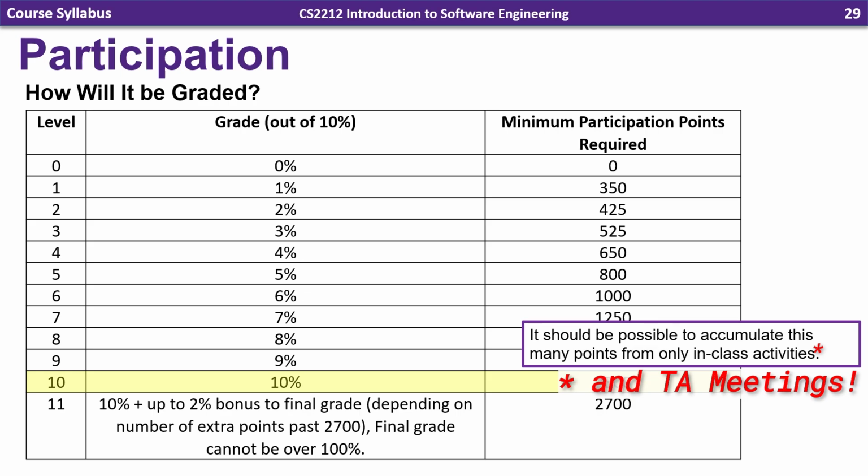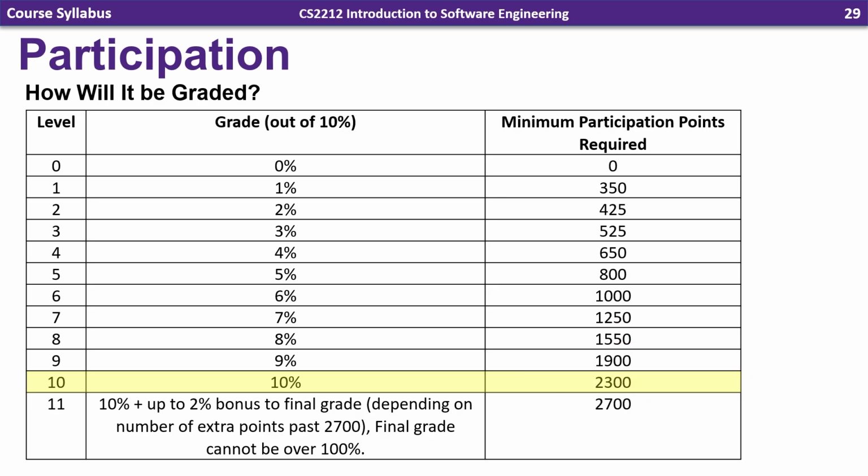I should also point out that you have to get over each minimum. So for example, if you got 1,800, that won't be a 9%, it won't be like an 8.5, that's an 8% because you only got over the minimum for the 8% level. To get the full grade, you have to get over 2,300.